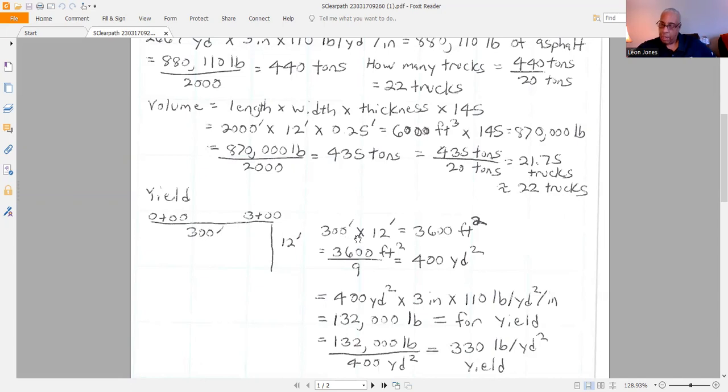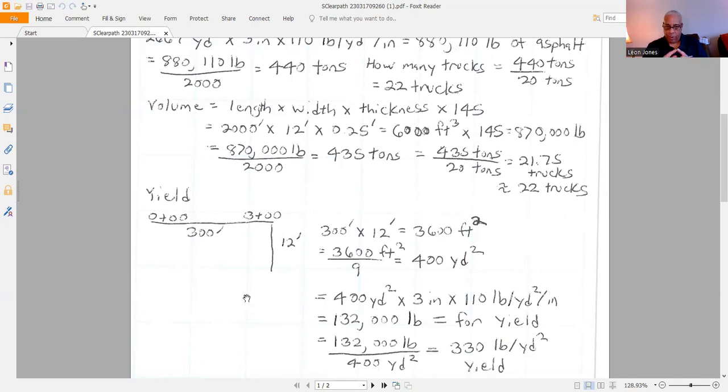300 times 12. The units are in feet. I came up with 3,600 square feet. I took 3,600 square feet, converted it to square yards. So when I converted to square yards, I came up with 400 square yards. Now, that's very significant because now I have to look at, well, what's my depth? Well, my depth is 3 inches. So if it's 3 inches, what should my yield be?